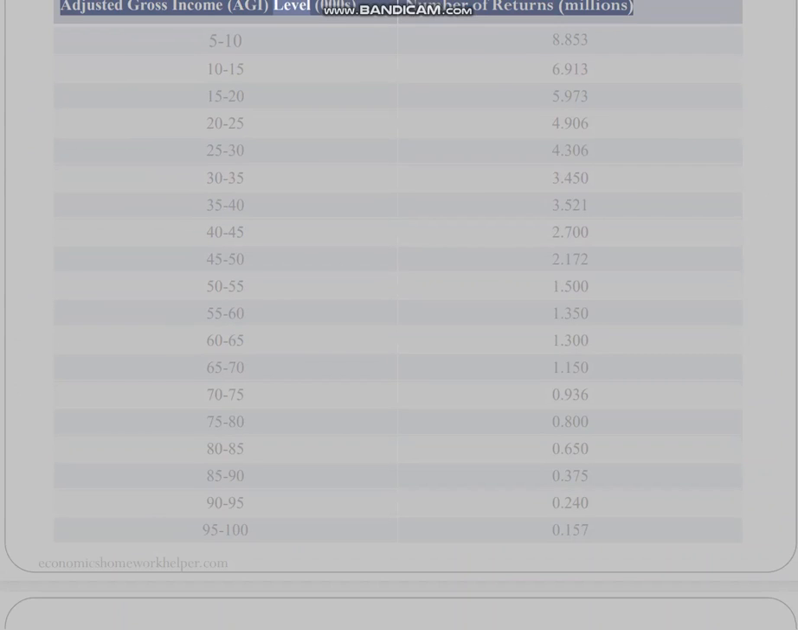Adjusted gross income, AGI, level in thousands, number of returns, in millions. 5 to 10: 8.85. 10 to 15: 6.91. 15 to 20: 5.97. 20 to 25: 4.906. 25 to 30: 4.306. 30 to 35: 3.450. 35 to 40: 3.521. 40 to 45: 2.700. 45 to 50: 2.172. 50 to 55: 1.500. 55 to 60: 1.350. 60 to 65: 1.300. 65 to 70: 1.150. 70 to 75: 0.936. 75 to 80: 0.800. 80 to 85: 0.650. 85 to 90: 0.375. 90 to 95: 0.240. 95 to 100: 0.157.